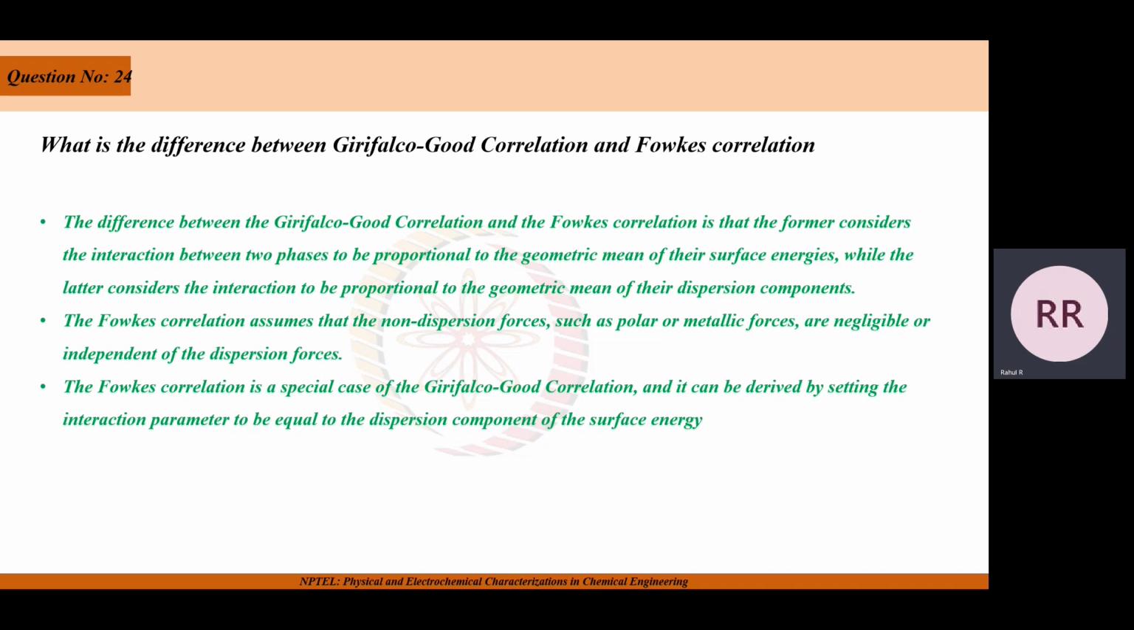The Fowkes correlation assumes that non-dispersion forces such as polar or metallic forces are negligible and independent. The Fowkes correlation is a special case of the Girifalco-Good correlation, and it can be derived by setting the interaction parameter equal to 1 for the dispersion component of the surface energy. So basically, the Fowkes correlation is a special case of the Girifalco-Good correlation. That is the basic underlying difference between these two.